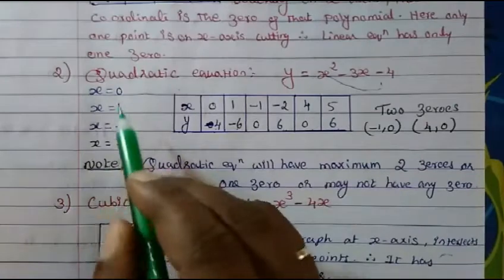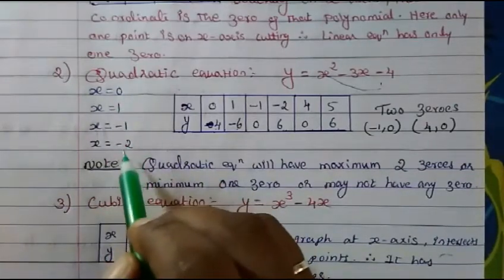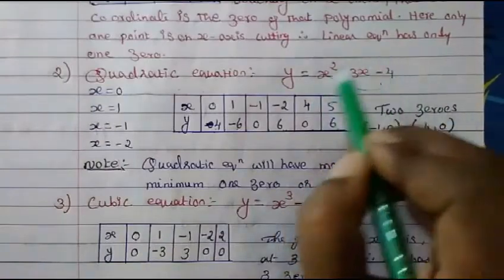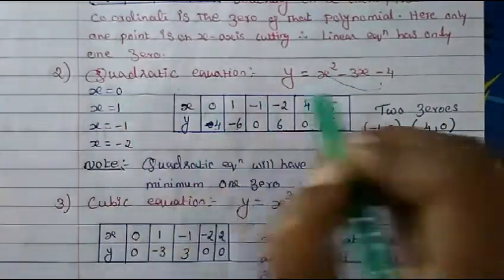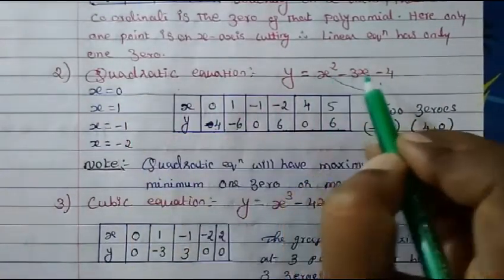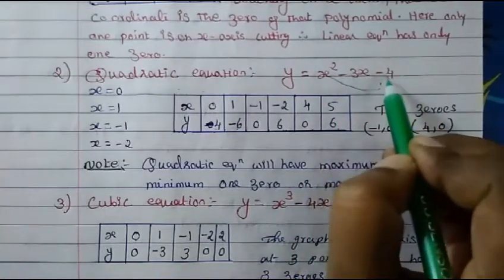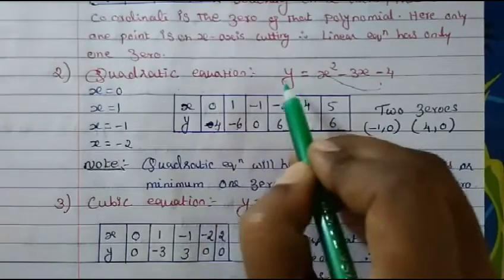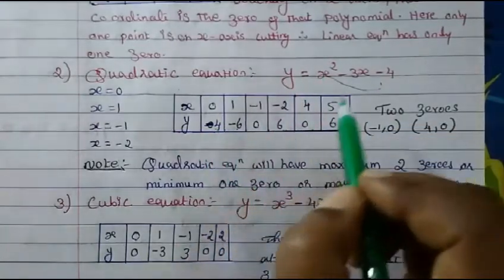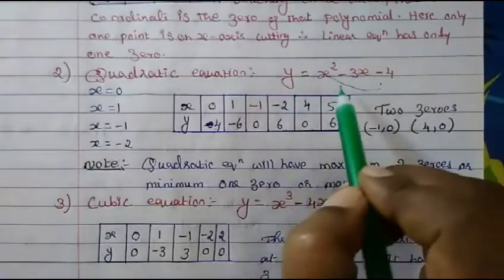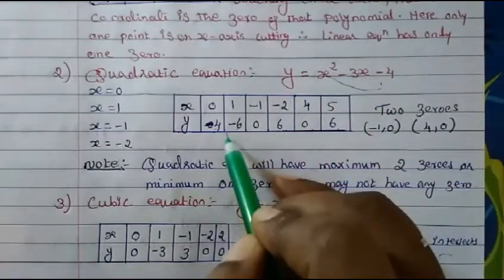So any number you can take, it is not compulsory to take these numbers only. You can take any value and put it in this equation. If x is 0, then here 0, here 0, this will become fully 0. This also will become fully 0. So we get minus 4 for y value. So the same way you have to do for any value of x, and get the value for y.